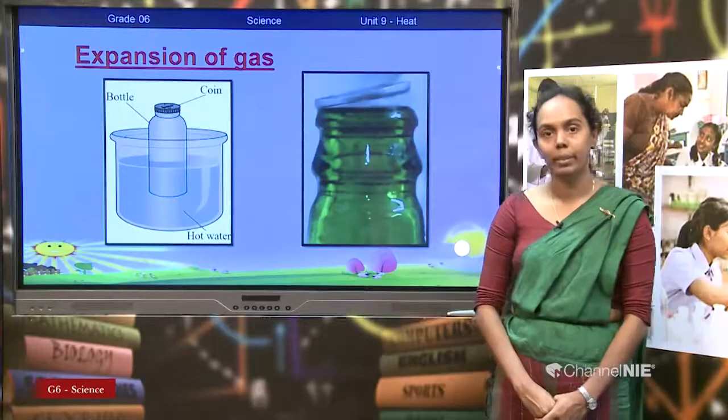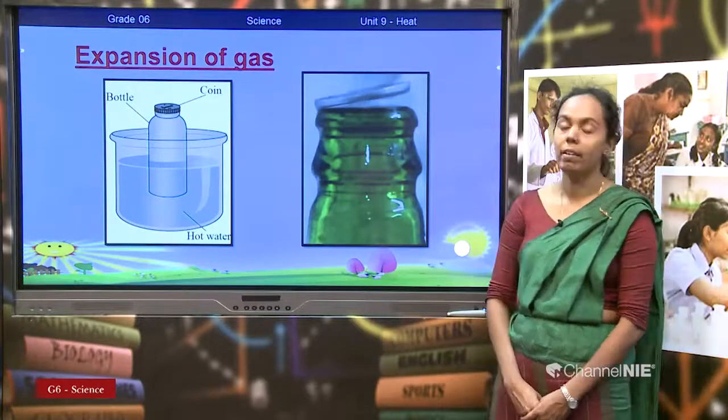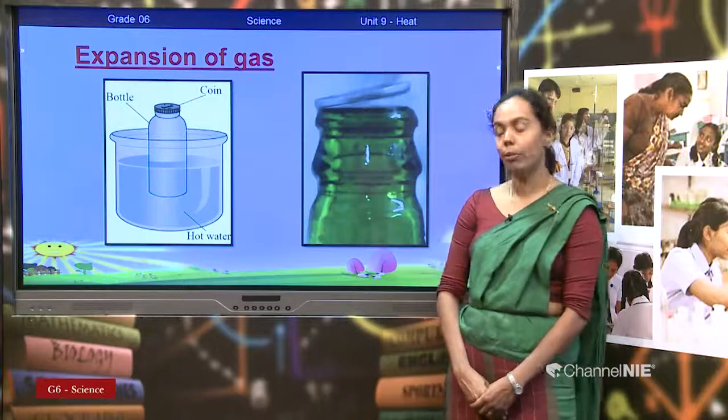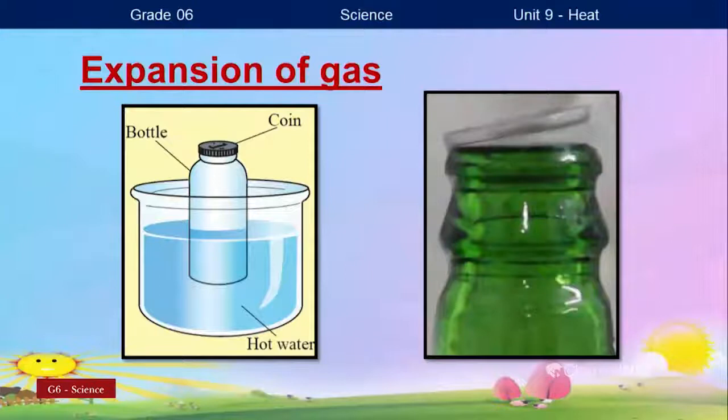Now we are going to learn about the expansion of gas. To learn about the expansion of gas, we can do a simple experiment. For this experiment, we have to prepare a setup like this. Here you can see you have to take an empty glass bottle, and also you have to take a hot water basin and cover the mouth of the bottle using a coin. First of all, you have to take an empty bottle and cover the mouth of the bottle using a coin. Then you have to place this bottle into the hot water basin.